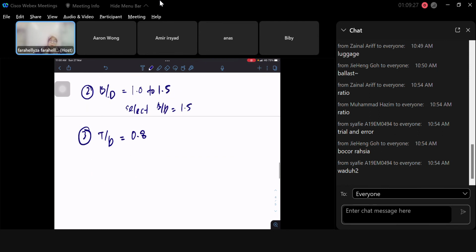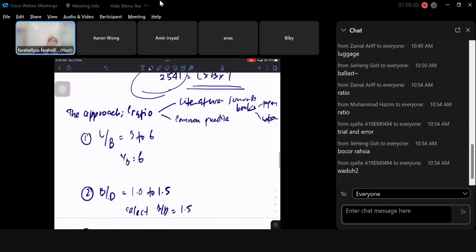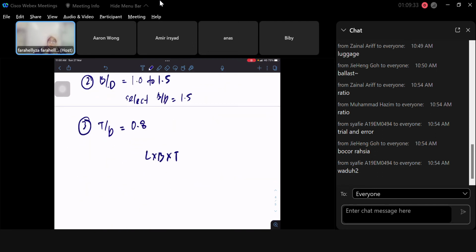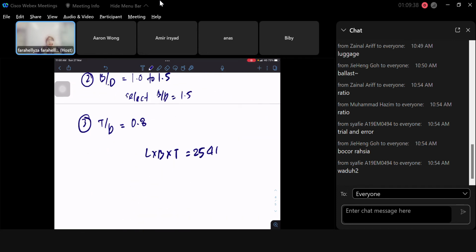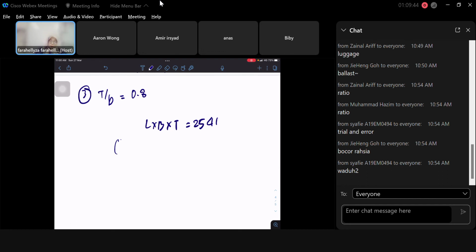So now back to the equations that we have here. L times B times T is equal to 2541 tons. We can actually do this mathematically. You have L upon B times B upon D times T upon D equal to 2541, then you can rearrange everything together. But that's what mathematicians do, not naval architects. So we don't solve this mathematically, unless you want to go into mathematics, so by all means you can solve this kind of equation as well.